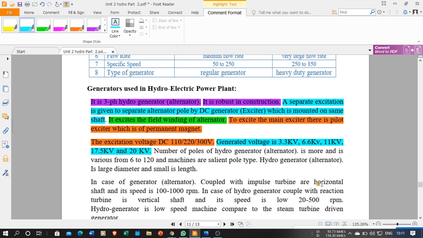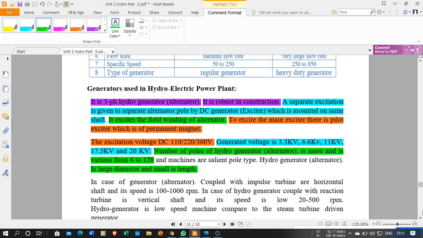The number of poles of a hydro generator is large and varies. For a hydro generator alternator, the number of poles varies from 6 to 120, and the machine is of salient pole type. Hydroelectric generators have a large diameter and small length. The length of the shaft is small, but they have a large diameter.